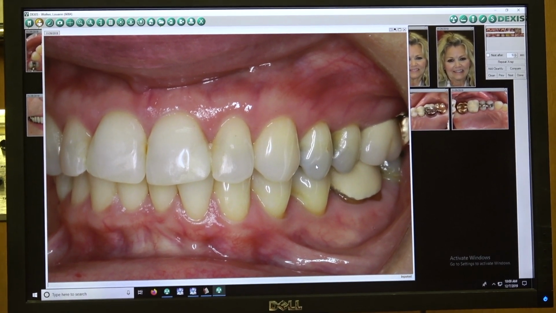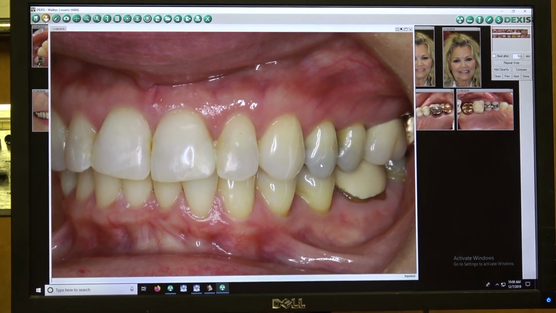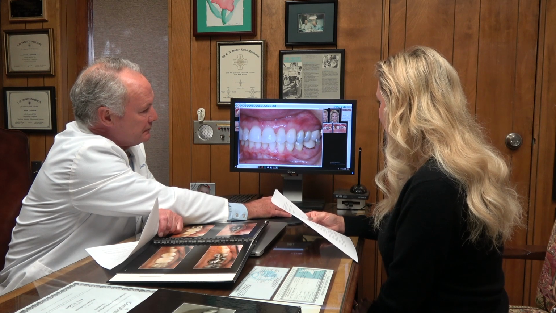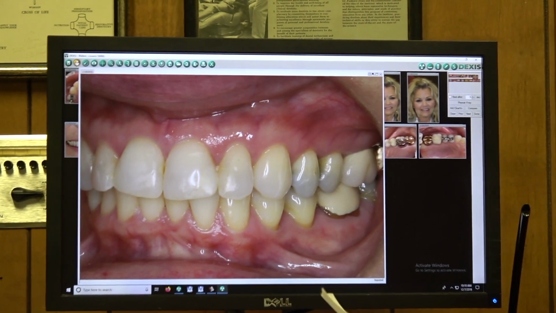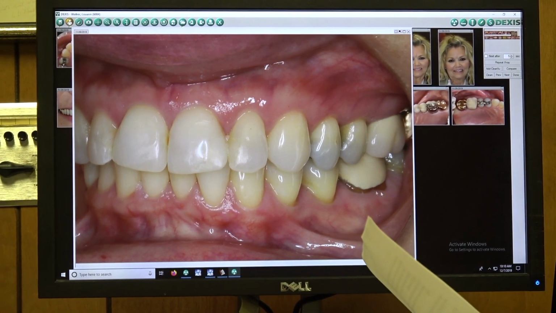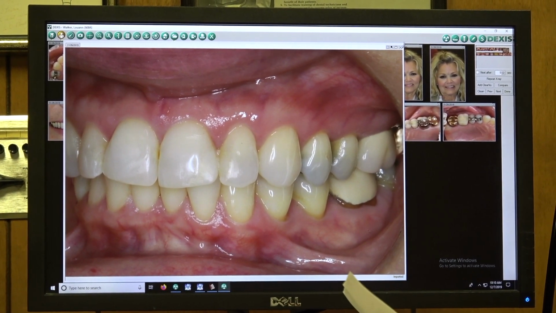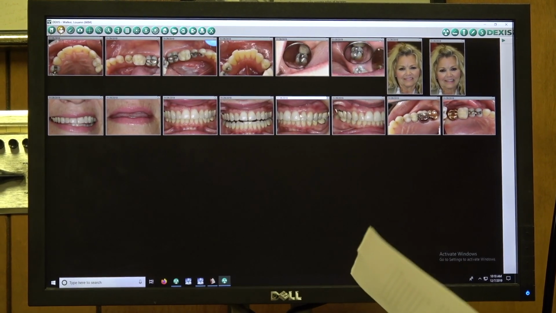I haven't placed a mercury filling in 35 years. That's all we had at the time, but now we've got better things. But you can see the exposure right here. Yeah, there's some gum recession here. You've still got plenty of attached gingiva, so you're not needing gum grafting.